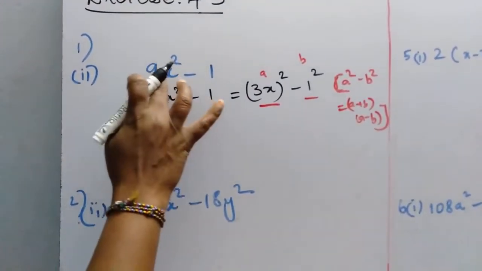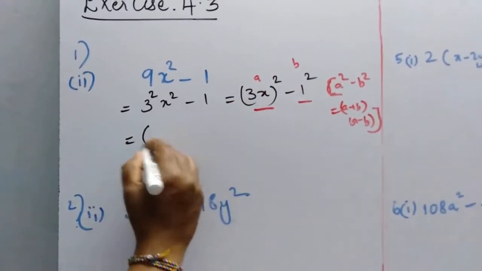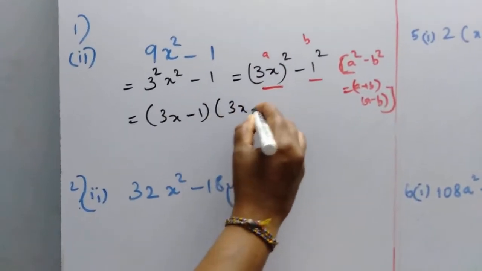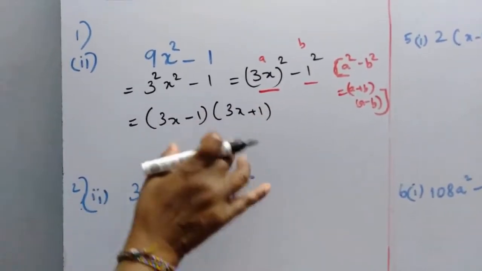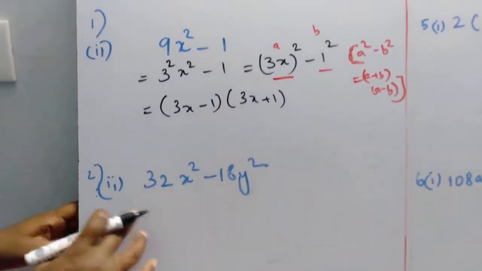So 9x square minus 1 can be written as 3x the whole square minus 1 square, and this is equal to 3x minus 1 into 3x plus 1. See, it can be interchanged also. Both the results are the same. Okay, like that we are going to proceed with the next sum.